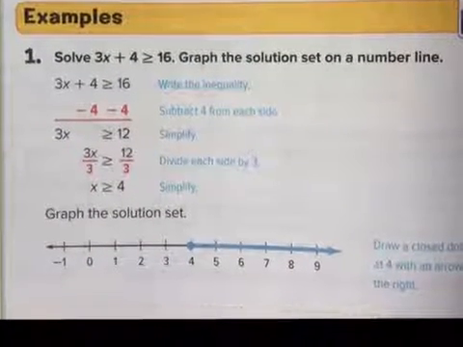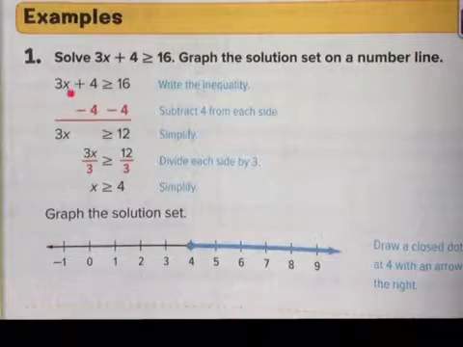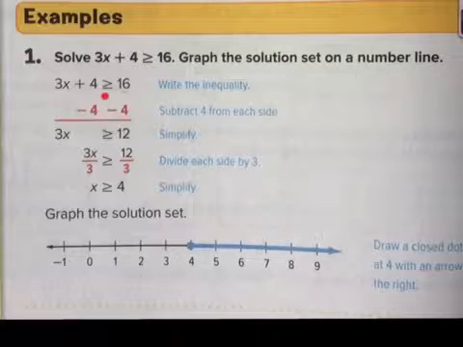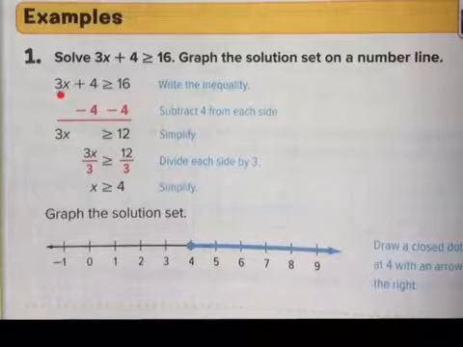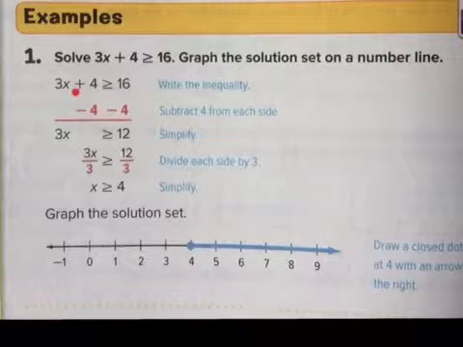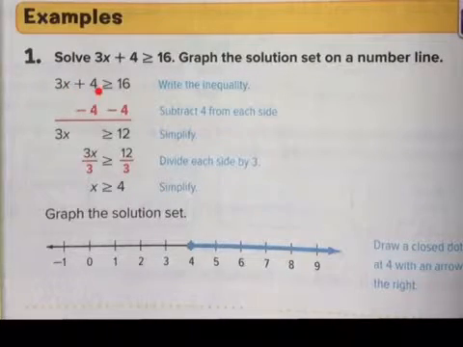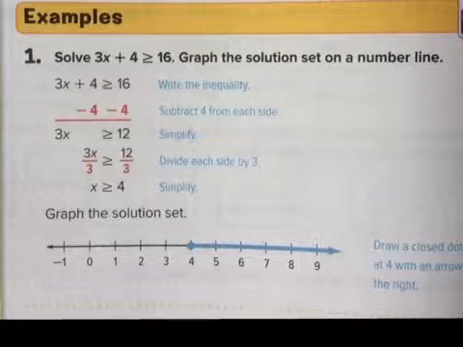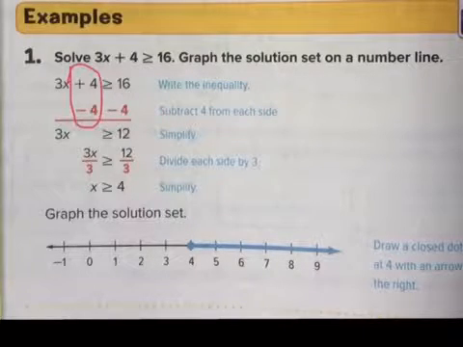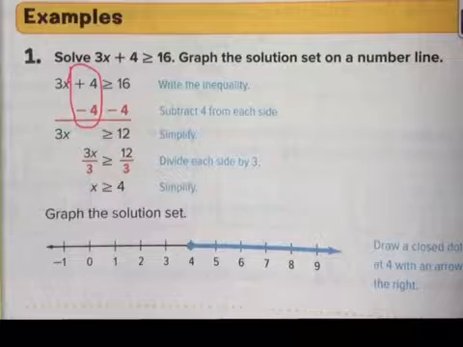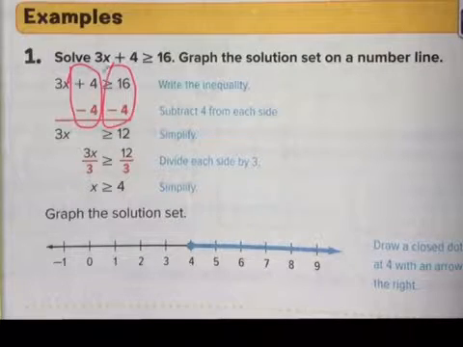So here we have 3x plus 4 is greater than or equal to 16. In PEMDAS order, we would do the multiplication first. But in reverse order, we're going to do the addition first. So we want to get rid of the addition by subtracting the 4. You see it right there. So we subtract the 4 out of it. And whatever we do to one side of the inequality, we must do to the other side.